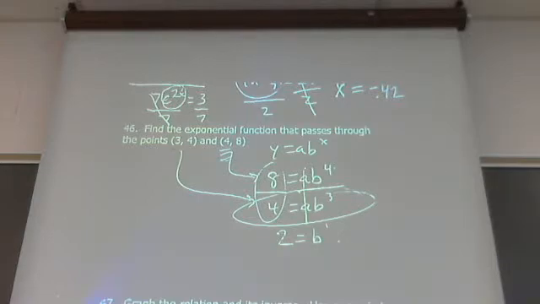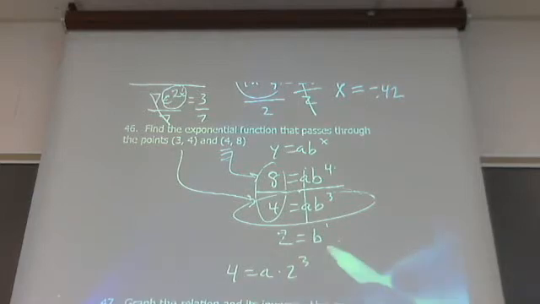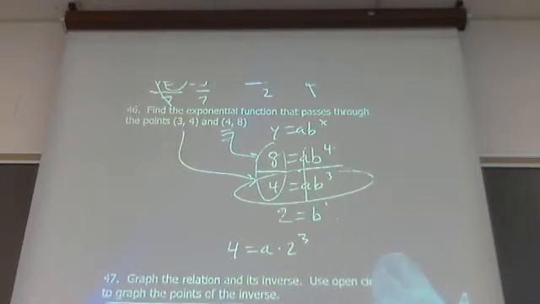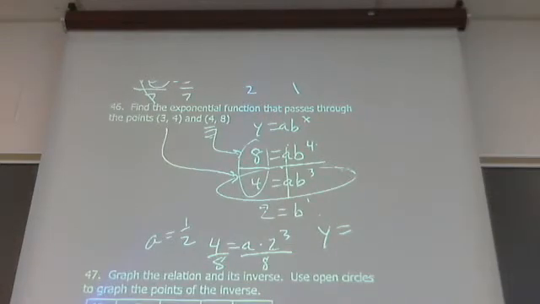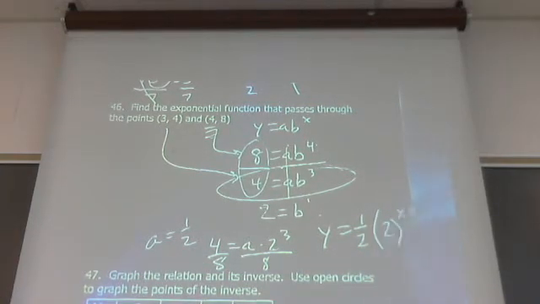Let's see if I agree with her. 4 equals a times 2 to the third. So that's 8, and I divide by 8 on both sides. I do agree with you. a equals 1/2. Therefore, my equation is y equals 1/2 times 2 to the x. Nice.